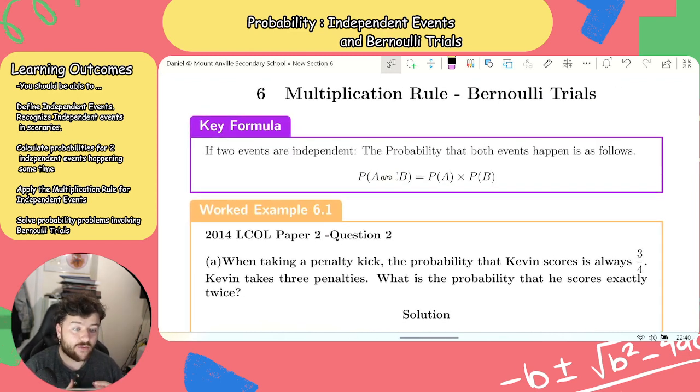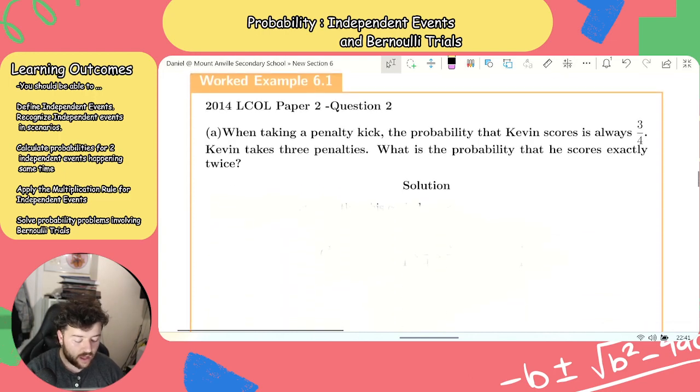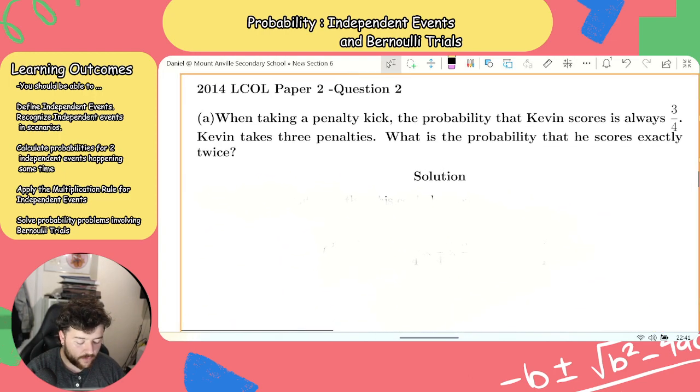In Leaving Cert Ordinary Level, you don't need to delve into Bernoulli trials per se, but you need to recognize the type of questions. Bernoulli trials just means you have two probabilities: success and failure. You repeat the event or experiment a couple of times, and then you have different outcomes. You have to list all the possible outcomes you could have. It will make more sense when we do the question.